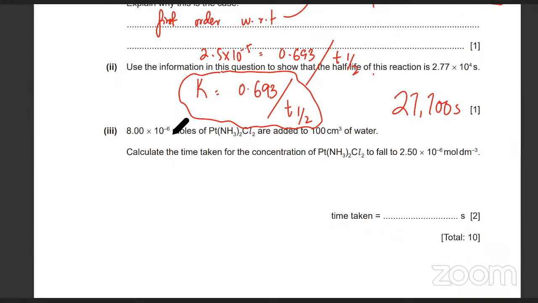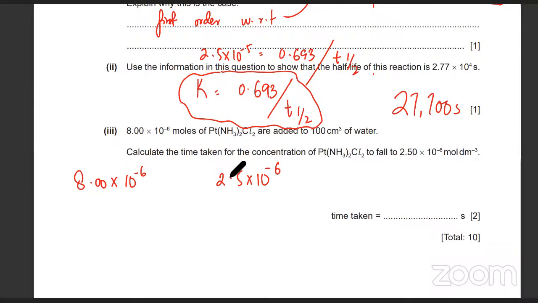And the next one is 8 times 10 to the power of minus 6 moles of platinum are added to 100 cm3 of water. Calculate the time taken for the concentration to fall to 2.5 times 10 power minus 6. That's a tricky question. And remember, it's constant half-life. So you are at 8 times 10 power minus 6. How much time would be required for the concentration to decrease to 2.5 times 10 power minus 6? How would you do this? You know the constant, so how many half-lives?